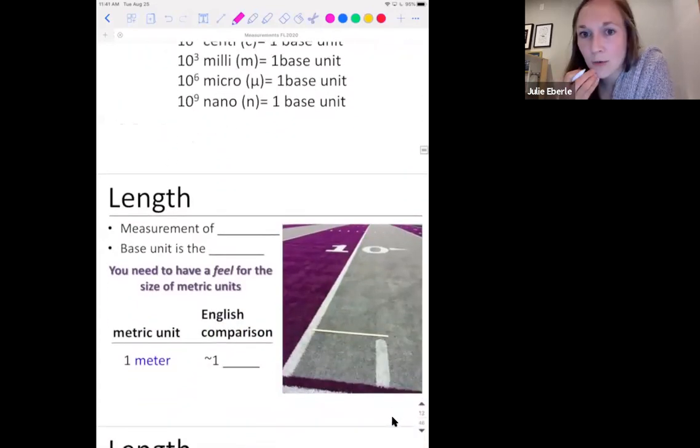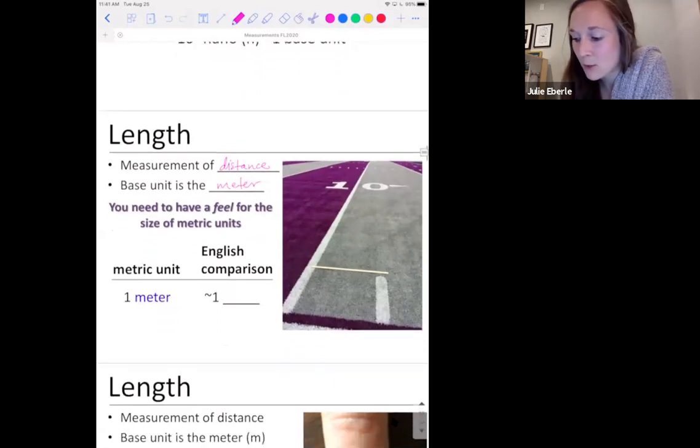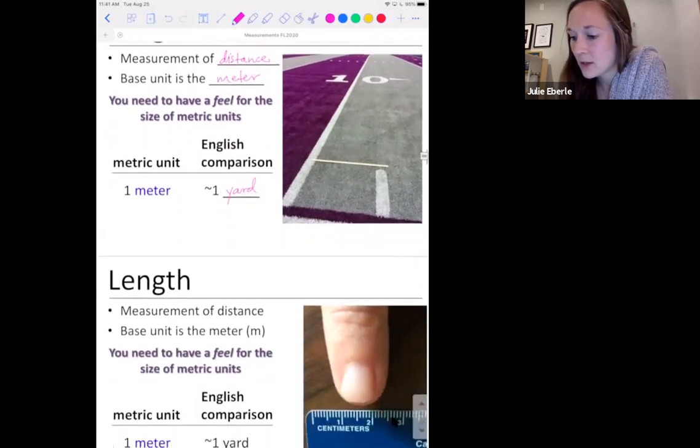First, we're going to start with the base unit of length. Length is a measure of distance. We know that. And the base unit is the meter. Now, since we don't use meter a ton, common in our English language, we use yard more, all right? Well, I want you to know that 1 meter is approximately 1 yard. If you watch football, you know about the distance of a yard. If you have a yardstick at your house, okay? 1 meter and 1 yard are just about the same. All right, so that's how big a meter is.